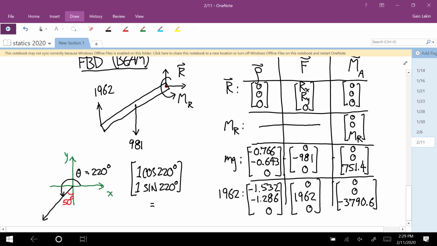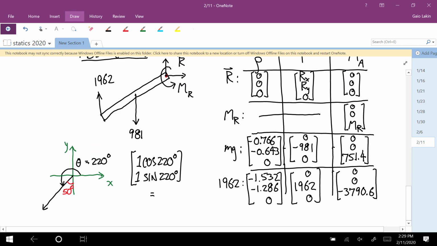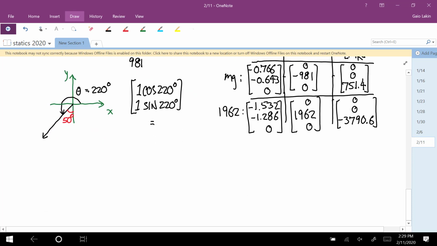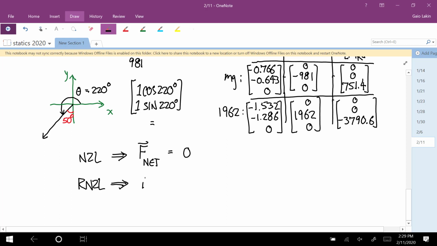Okay, so now that we have all these forces and moments, that's all the loads in the free body diagram. Now we're going to use Newton's second law that says add up all the forces, and that has to add up to 0. And we're going to use the rotational Newton's second law, the moment equation, that says add up all the moments about A, that also has to be equal to 0. Okay, so that's what we're going to do now.